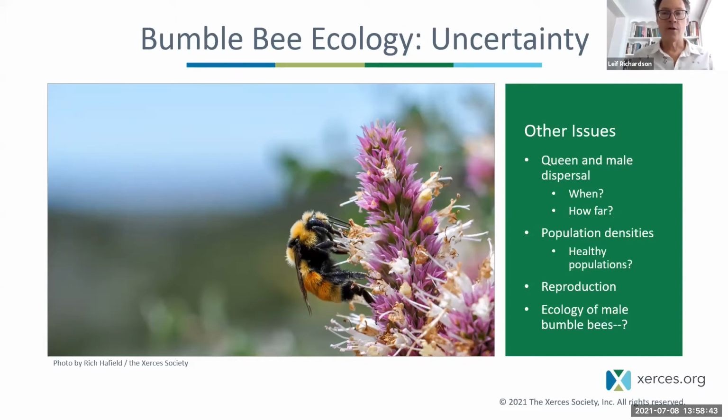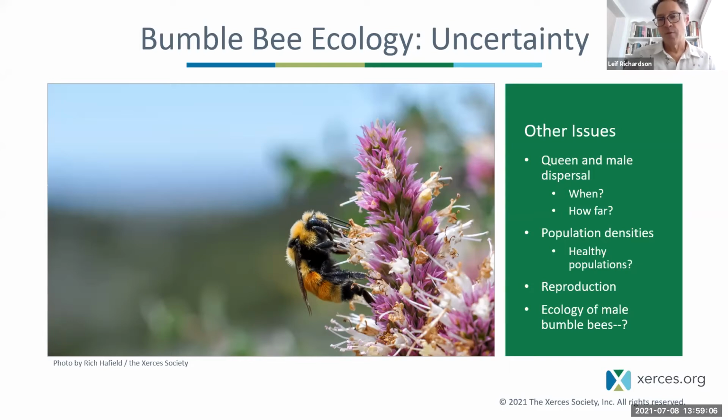Related to that, it's hard for us as scientists to say what is a healthy population density for these guys. How many nests do you need per unit area or on a landscape, let's say, to know that you have a sustainable population of a species of bumblebee, where there's enough genetic diversity and so on to ensure persistence?